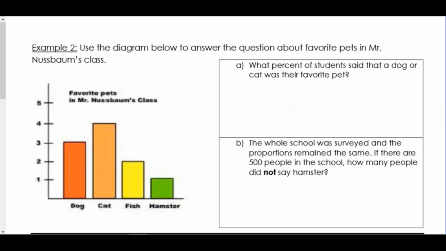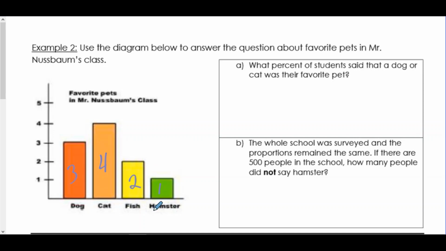All right, now this is a bar graph. We're going to use that bar graph to answer the questions below about the favorite pets in Mr. Nussbaum's class. So we can see that 3 people picked dog. Not sure how that's not more, but 4 people picked cat. 2 people picked fish, and there's the 1 hamster person.